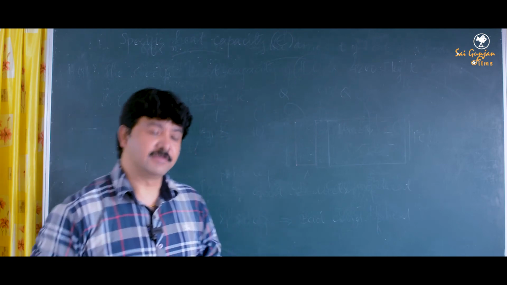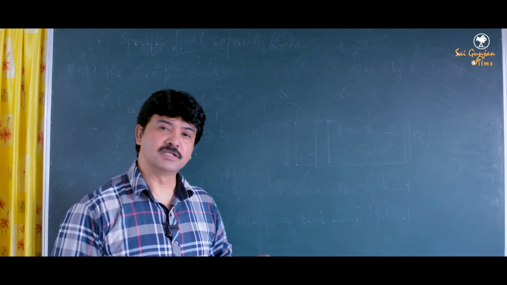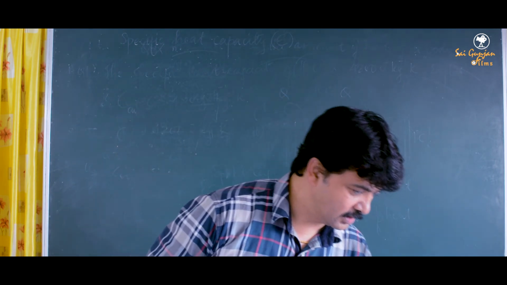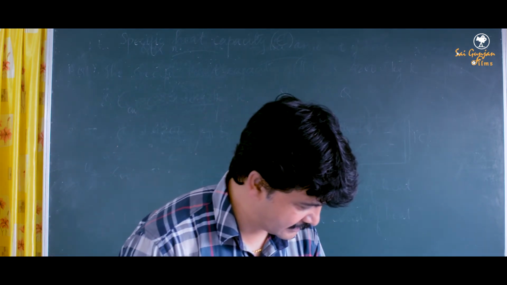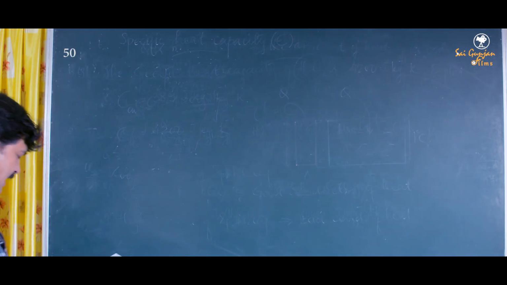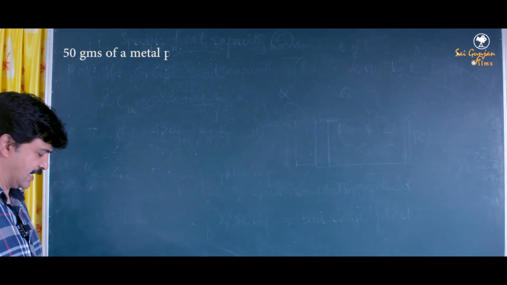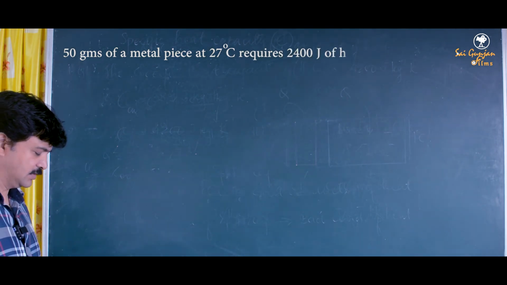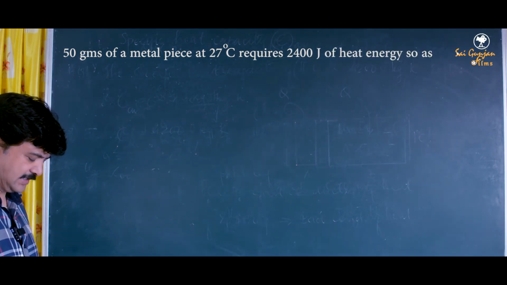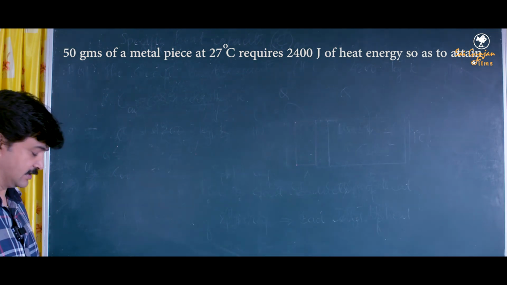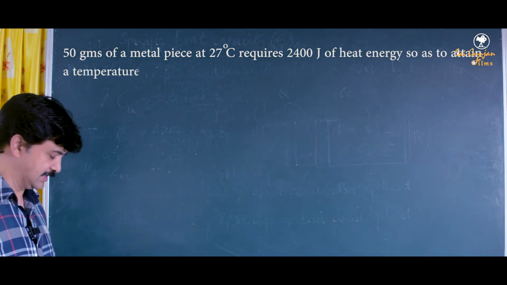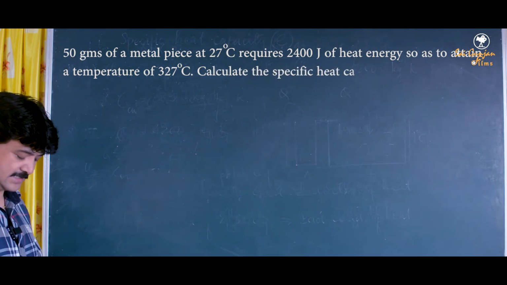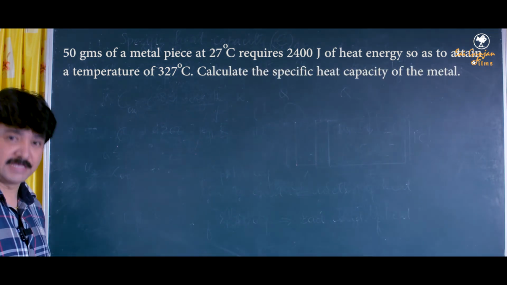Now let's have a few numericals based on specific heat capacity. Your question is like this: 50 grams of a metal piece at 27 degrees Celsius requires 2400 joule of heat energy so as to attain a temperature of 327 degrees Celsius. Calculate the specific heat capacity of the metal.